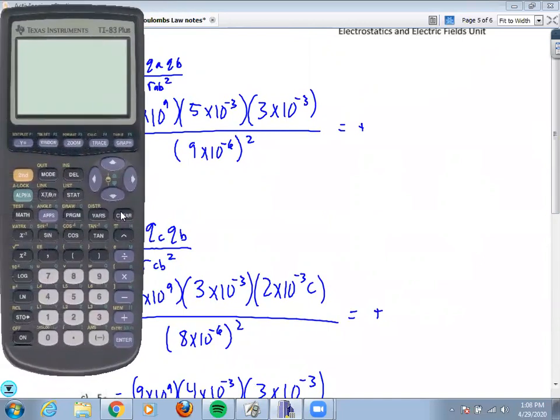So we get the first force, 9 times 10 to the 9 times 5 times 10 to the minus 3 times 3 times 10 to the minus 3. And then you divide that. Oh, I just deleted it. Okay, one more time. 9 times 10 to the power of 9 times 5 times 10 to the minus 3 times 3 times 10 to the minus 3.